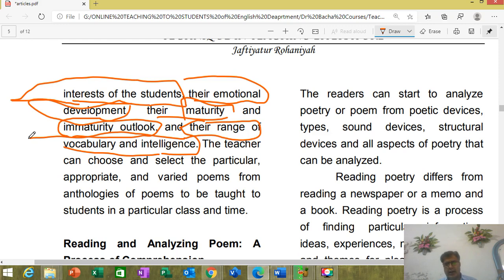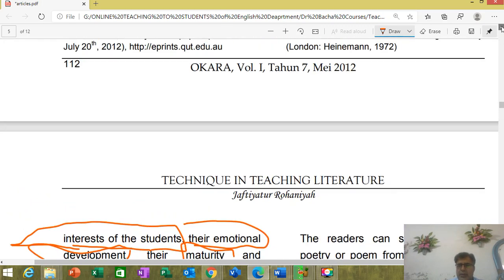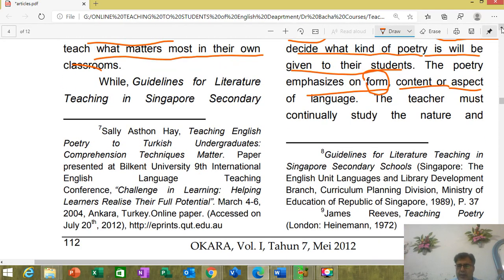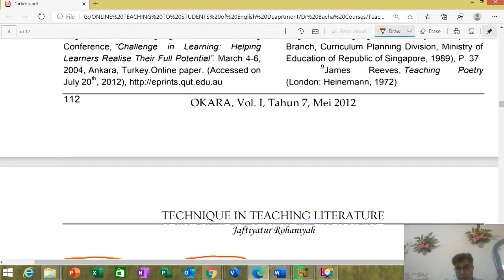So therefore, this should be carefully done, and the teacher can choose and select particular appropriate and varied poems from anthologies to be taught to students in a particular class. These things have to be kept in mind, otherwise it would be very, very hard for them.